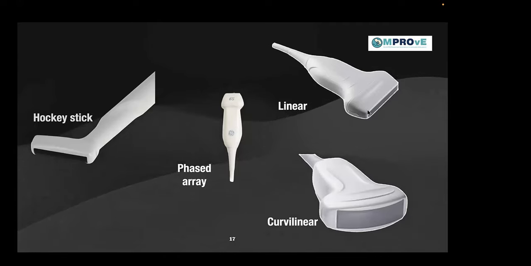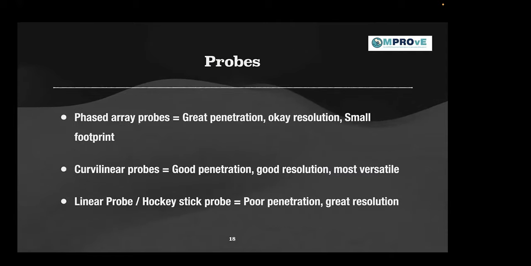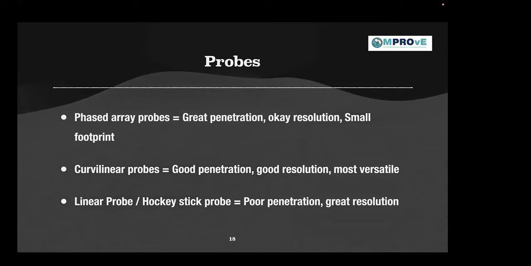The linear probe is the one which we'd like to use for the lung ultrasound, because it has got the maximum frequency. So it gives you a very superficial and crisp image. Hockey stick is just the extension of the linear probe. It has got a smaller footprint, unlike the conventional linear one, but again, very high frequency and mostly used for the vascular structures or the lung ultrasound. Curvilinear is my favorite one. It's the most versatile one. You can look at anything or everything in the body, including the lung. We just have to be mindful of the limitations of it. But it's a great probe to have. If you don't have anything else, curvilinear will do the job.